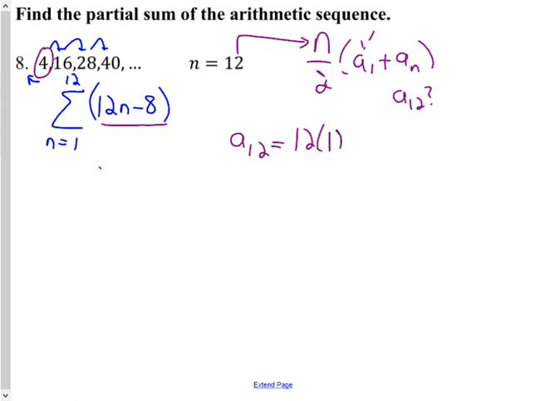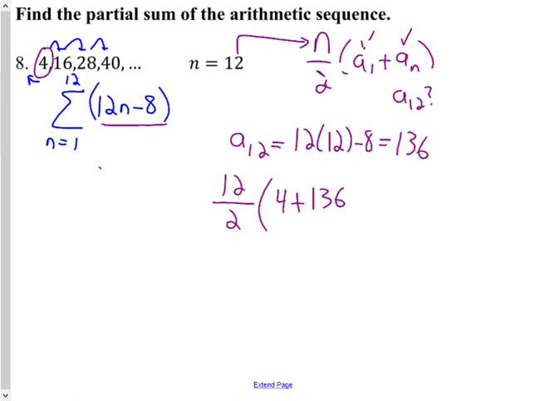So I've got 12 times 12 minus 8. 144 minus 8 is 136. And so plugging them together, we've got 12 groups divided by 2 gives us 6 pairs of the first number 4 plus the last number 136. So 6 times 140, 600 plus 240 gives us 840 is the sum of the first 12 terms. Okay. Moving on.